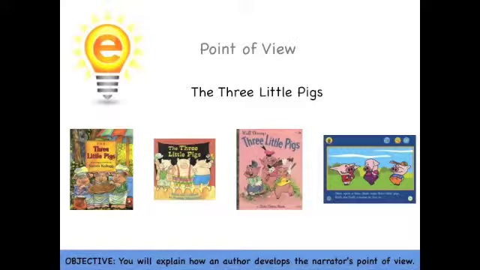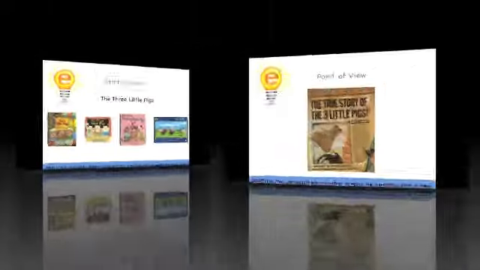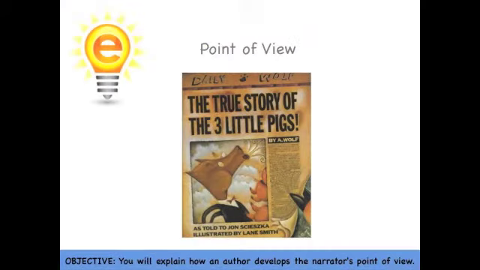The one thing that all of these versions have in common is that they are told from the point of view of the pigs, and the wolf is portrayed as the antagonist or the villain out to trick the poor little pigs. But have you heard this version? In this version by John Scieszka, the story is told from the wolf's point of view, and he is claiming that all of the unkind things that are said about him in the other stories just simply aren't true.